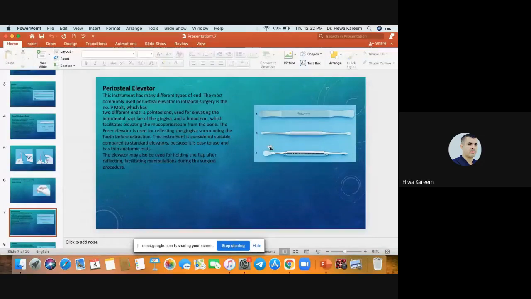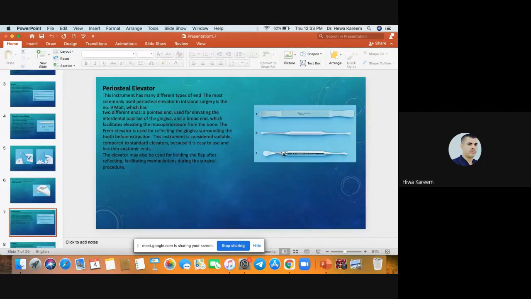Another instrument is the periosteal elevator. There are many types of periosteal elevator. The most commonly used is the Molt number 9, which has two ends. One end is pointed and used for elevating the interdental papilla. This is the sharp end. The other end is for elevating the mucoperiosteum on the bone.